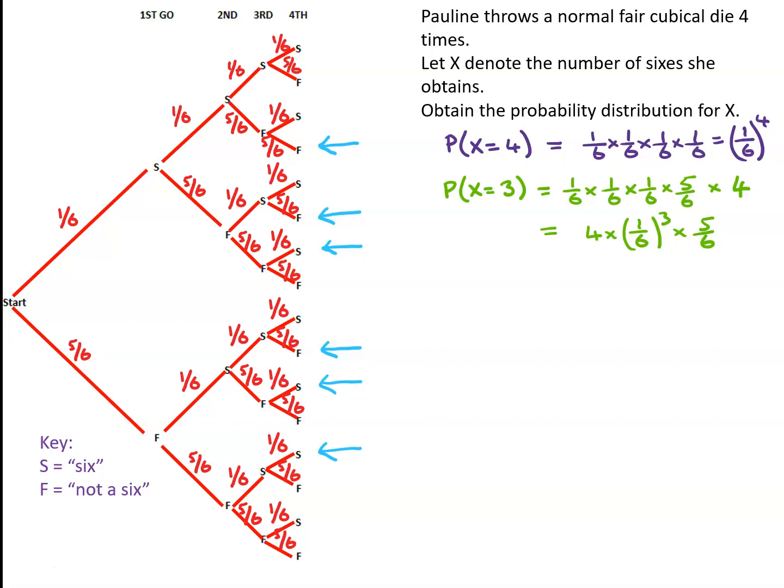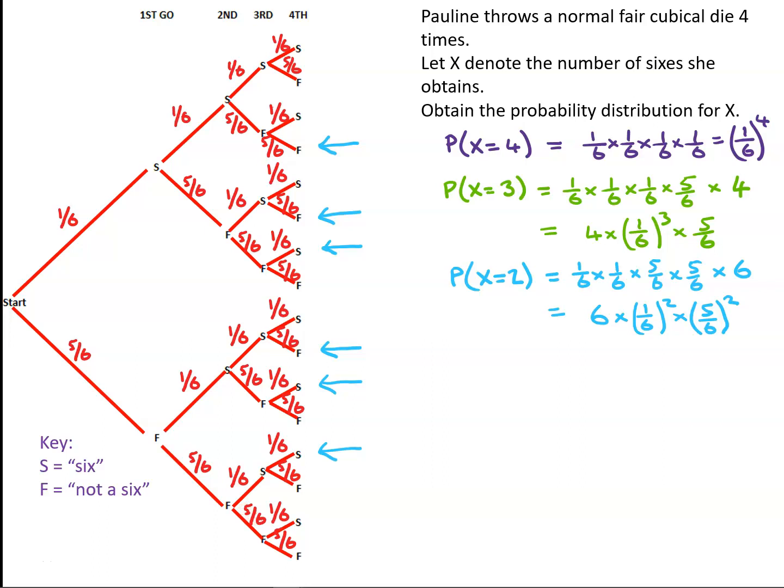The probability of the first of those 6 ways is 1/6 times 1/6 times 5/6 times 5/6. All the different routes will have exactly the same probability. So we've got the probability that x equals 2. It's 1/6 times 1/6 times 5/6 times 5/6 times 6 because of the 6 different ways. So that's 6 times 1/6 squared times 5/6 squared.